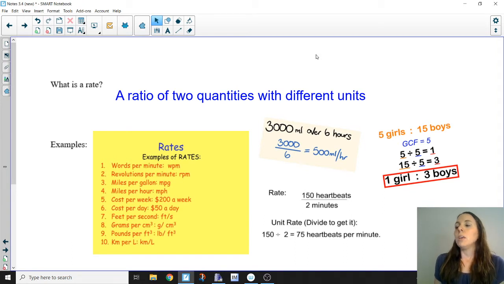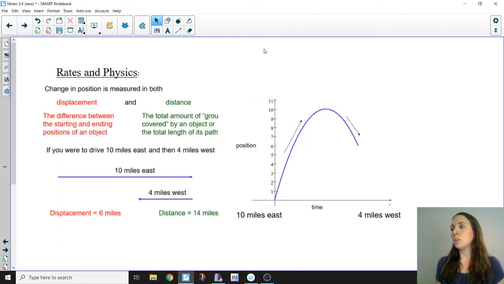Now, usually when we're looking at rates of change, meaning how much one quantity changes versus the other, a particular measure of change that we need to be familiar with is displacement. Have you heard of displacement before? And its paired scalar quantity is distance. Okay, so I have here some definitions. Displacement is the difference between the starting and ending positions of an object.